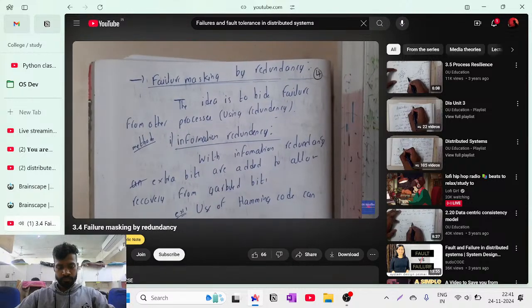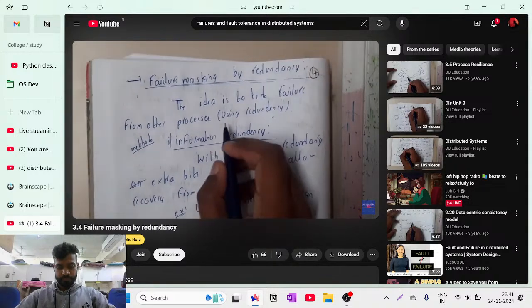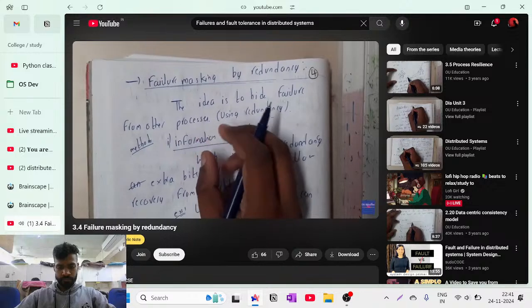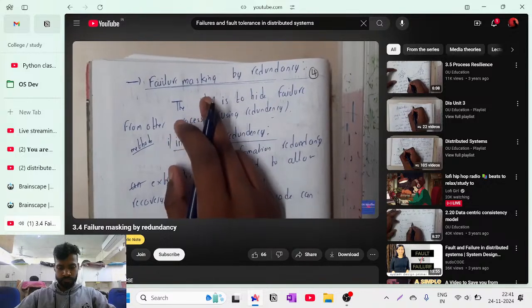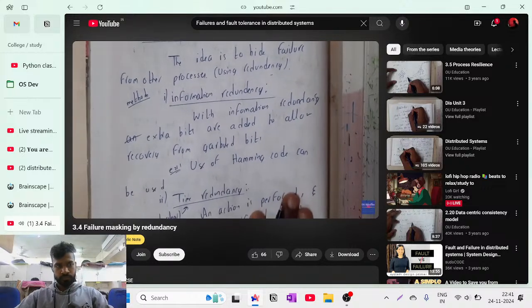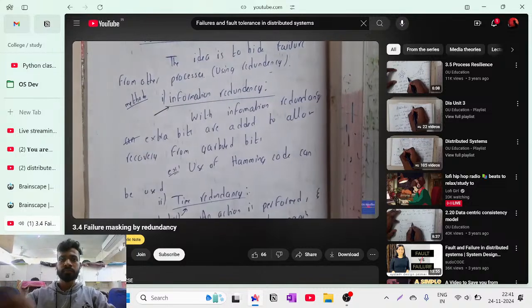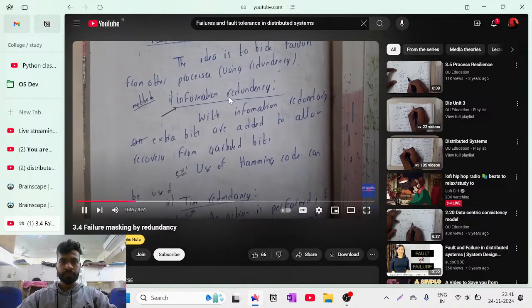Redundancy is something like storing something redundant: you store existing data again, so you are wasting some space, but you are resolving these failures. That is the main advantage here. First, let us go through information redundancy. I think we discussed this topic previously, but I will give you an introduction and revise it here again.